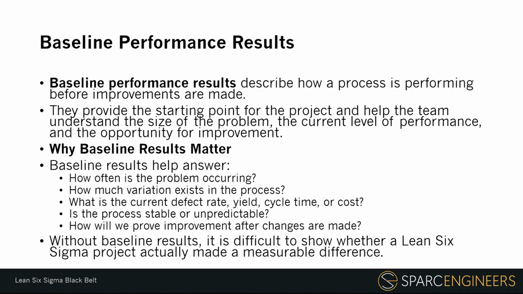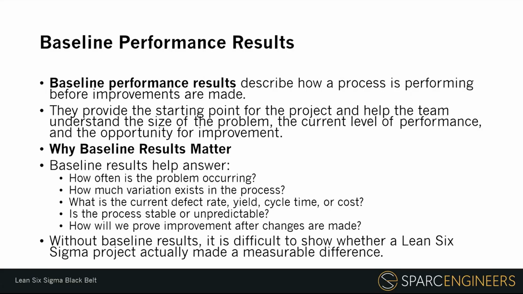The slide also points out that baseline results help us understand variation. This is important because two processes may have the same average but very different levels of variation. For example, one process may average 10 days to complete, with most items finishing between 9 and 11 days. Another process may also average 10 days, but some items finish in 2 days and others take 30 days. The averages are the same, but the second process is much less predictable.